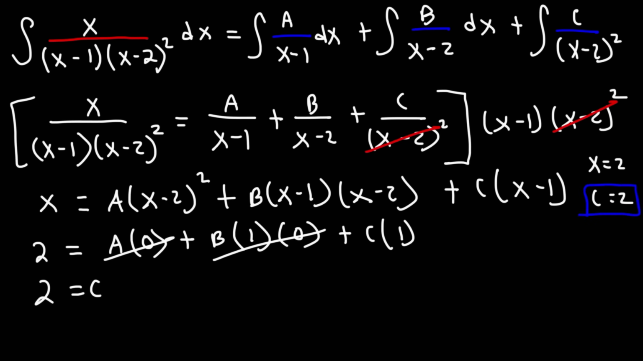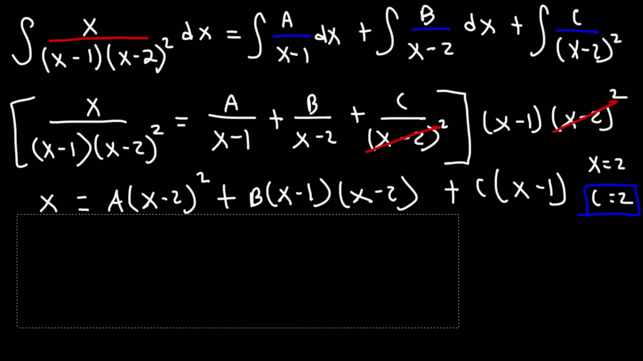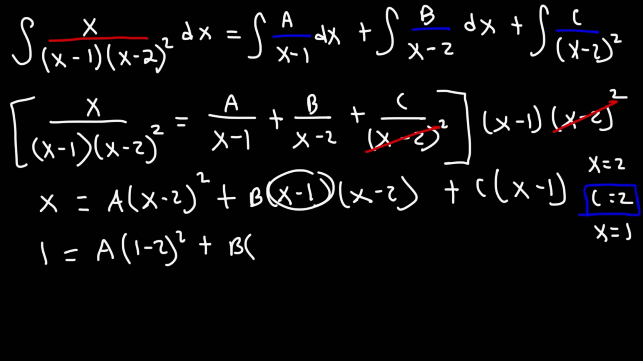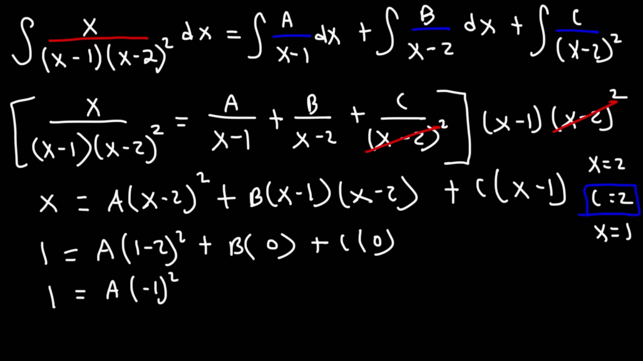Now, since we have some x minus 1 factors, we're going to plug in x equals 1. So this is going to be 1, a, and then 1 minus 2 squared, plus b times 1 minus 1, which is 0. And for c, it's 1 minus 1, which is also 0. 1 minus 2 squared, that's negative 1 squared, which is positive 1. So basically, a is equal to 1.